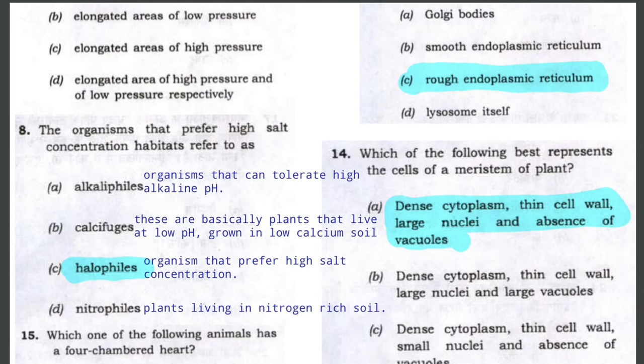Second one is: the organisms that prefer high salt concentration habitats are referred to as, they are called halophiles. Halophiles are organisms that prefer high salt concentration. And then alkaliphiles are organisms that can tolerate high alkaline pH. And then calcifuges, these are basically plants that live at low pH and grow in low calcium soil. They are called calcifuges. And then nitrophiles are plants that live in nitrogen rich soil.